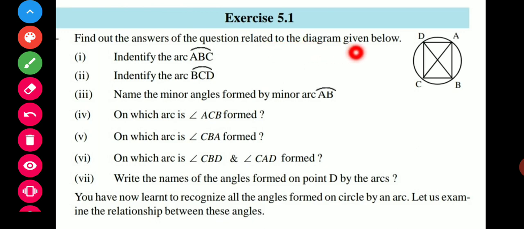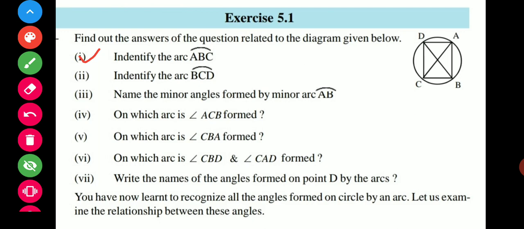to the diagram given. तो ये डायग्राम आपको गिवन है और इस पे ये क्वेश्चन कुछ गिवन है. आइडेंटिफाई द आर्क ए बी सी. वेयर इज द आर्क ए बी सी? तो यू कैन ड्रॉ अ सर्कल एंड रिप्रेजेंट द आर्क ए बी सी. I will represent one by one. So first of all, your first question, identify the arc ABC.